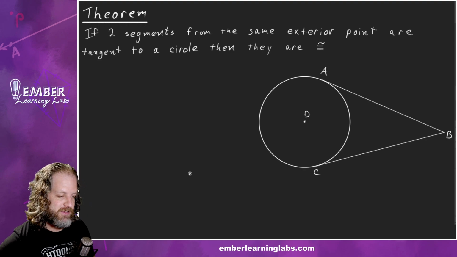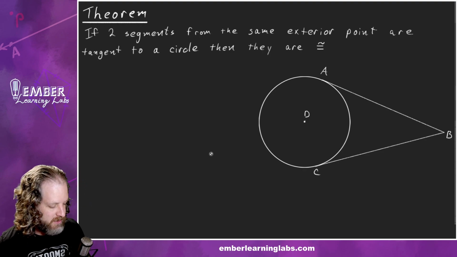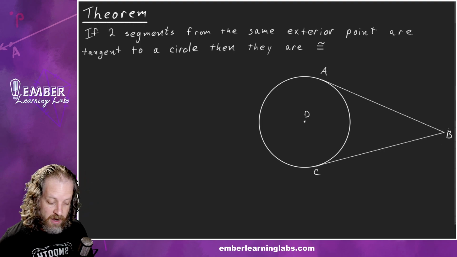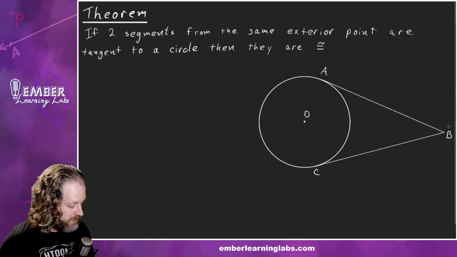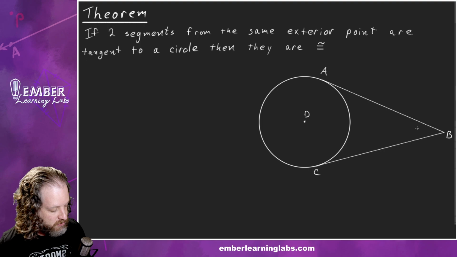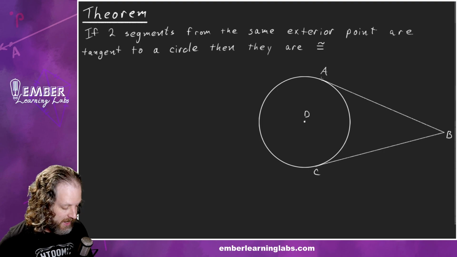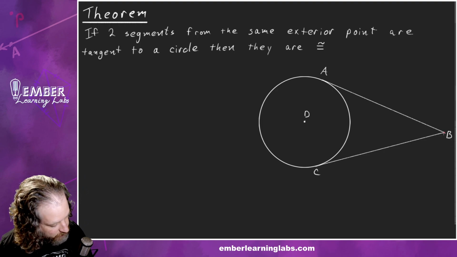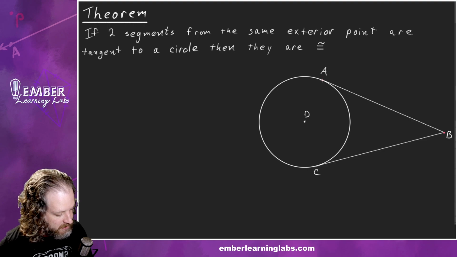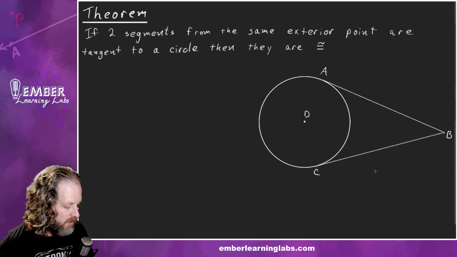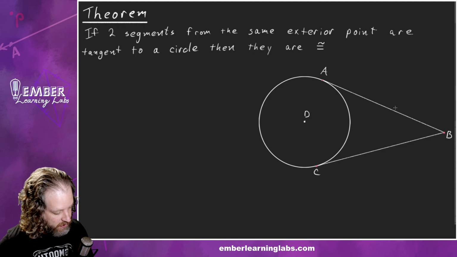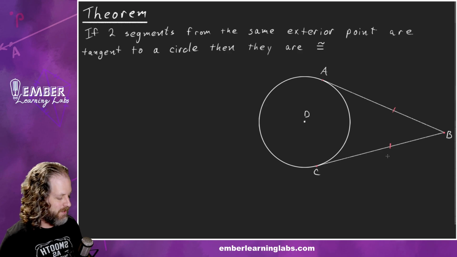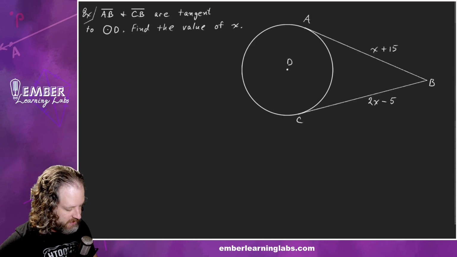Next and last theorem in this video. If two segments from the same exterior point, so exterior point B in this case, are tangent to a circle, they are congruent. So in this case, since both of these two line segments, AB and CB, go through the same exterior point, and they're both tangent to the circle, because that's true, this one is congruent to that one. Easy peasy.